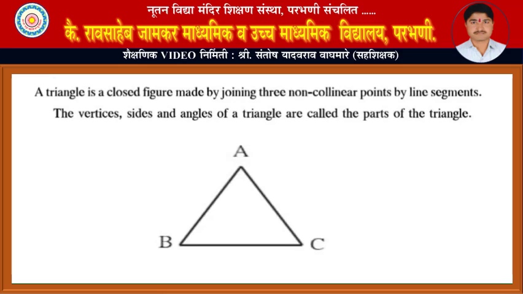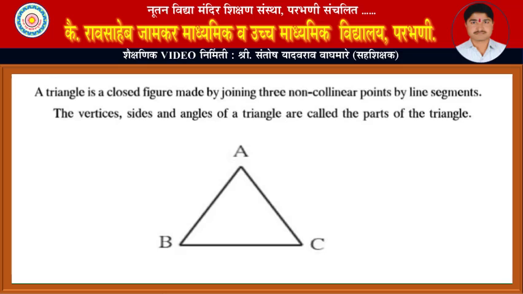Here you see triangle ABC. Point A, point B and point C are three non-collinear points. Non-collinear means not in a straight line. And when you join these non-collinear points, you get a triangle.